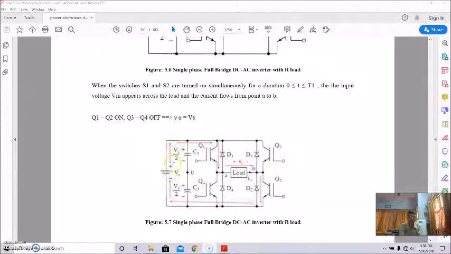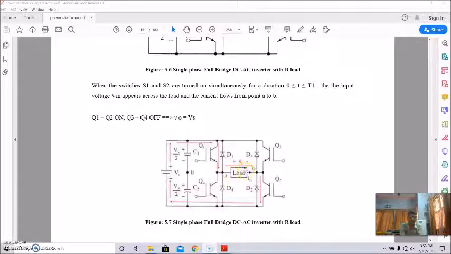Clear? Once again I'm showing you. See, this switch, suppose it is S1, it is closed, so in that case current goes from this switch to this load. Then again this is switch S2, this is on. This will complete the path. Clear? And the voltage appears across the load.